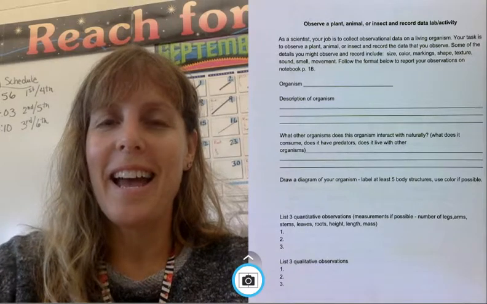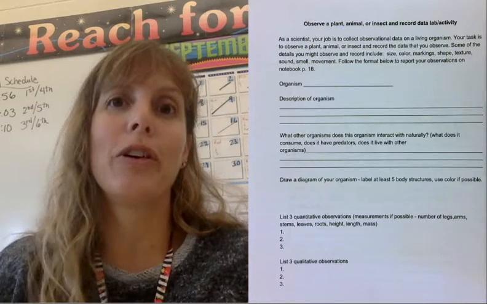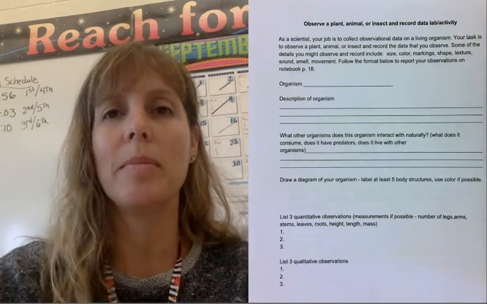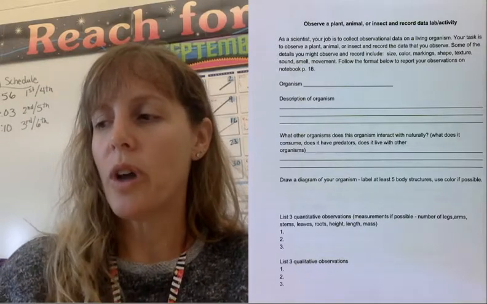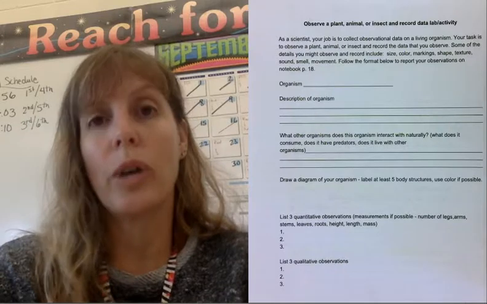Activity today. So what you're going to do is you're going to look further into your mealworm or your organism, and you're going to report some information about them. So this is the format that you'll be using to complete your research or your activity.